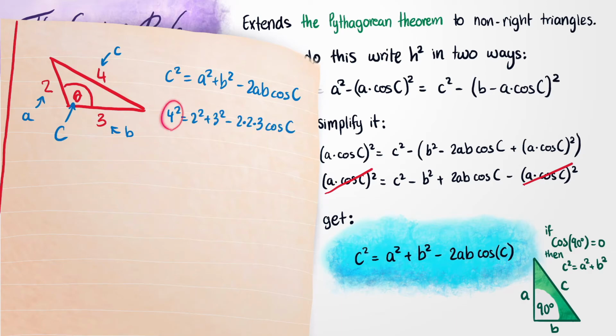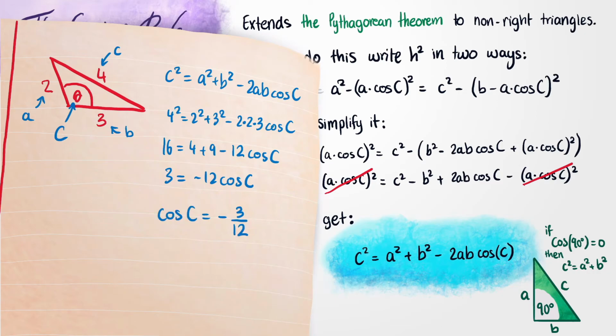4 squared is 16, 2 squared is 4, 3 squared is 9, and 2 times 2 times 3 is just 12. Now we can just move these 2 terms to the left, and then we can say that 16 minus 4 minus 9 is just 3. And then by dividing by this minus 12, we notice that the cosine of c is just minus 3 on 12. Now we take the arc cos of both sides to get rid of the cosine. Now remember, arc cos is the inverse of cos, so we can cross arc cos and cos out.